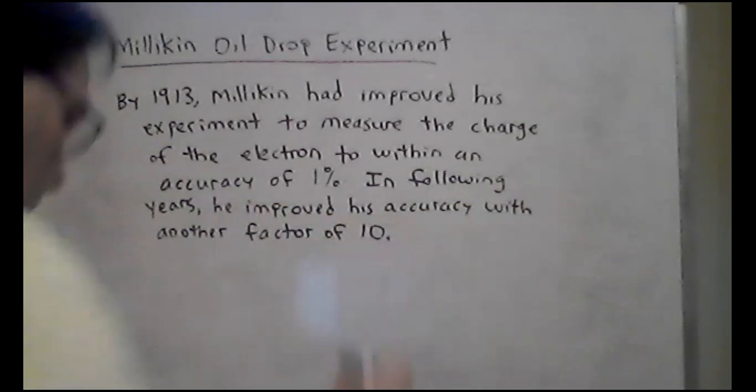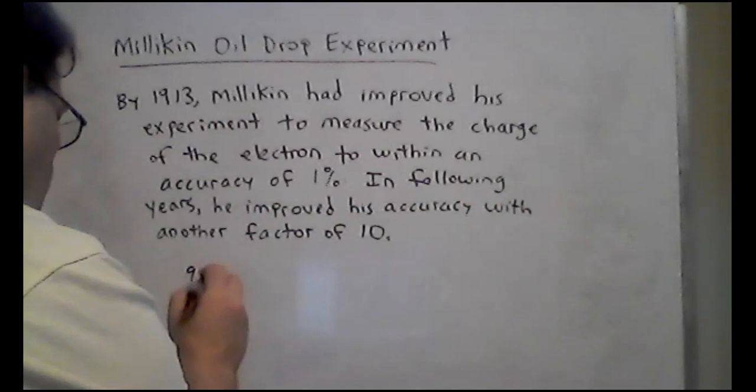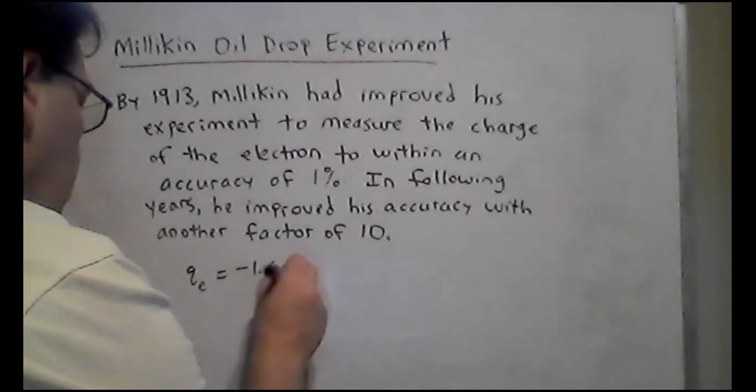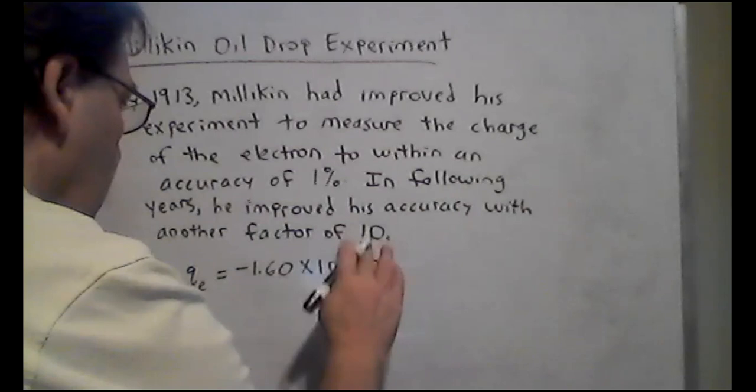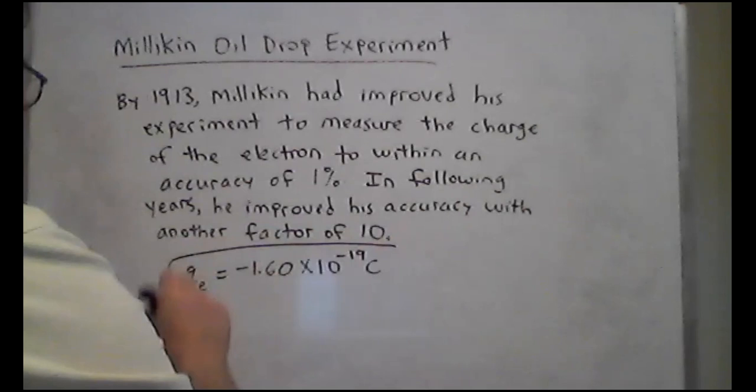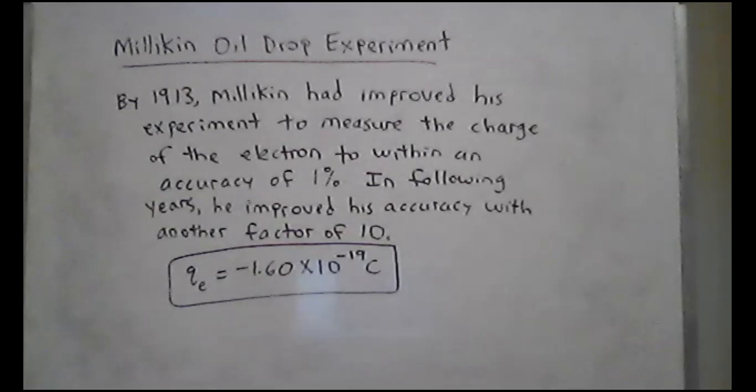So the number Millikan came up with is that Q_E is negative 1.60 times 10 to the negative 19 coulombs. And again, we've been using this number throughout this entire semester. But this number was not known until no earlier than 1913. Yes, we used it to talk about experiments done by Faraday and Maxwell and Gauss and so forth. However, this number was not actually known until 1913. And for the work that Millikan did, he received the 1923 Nobel Prize in Physics.